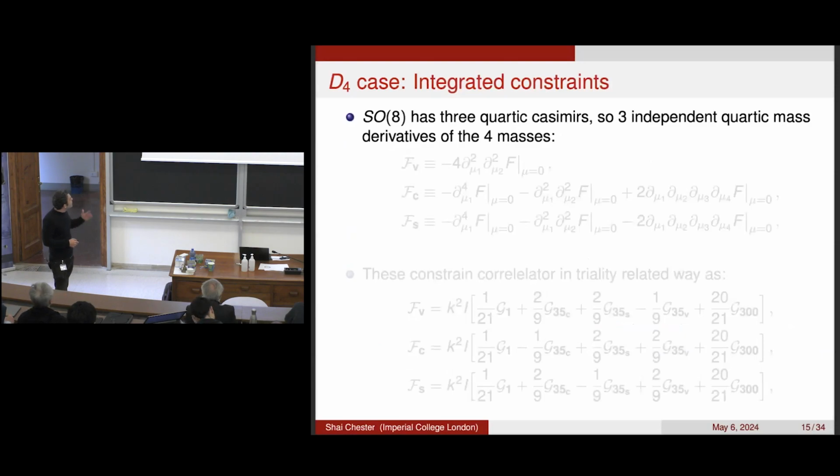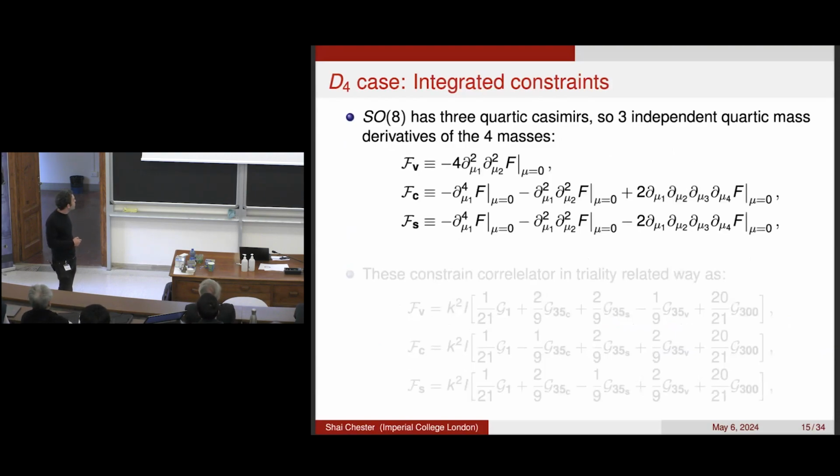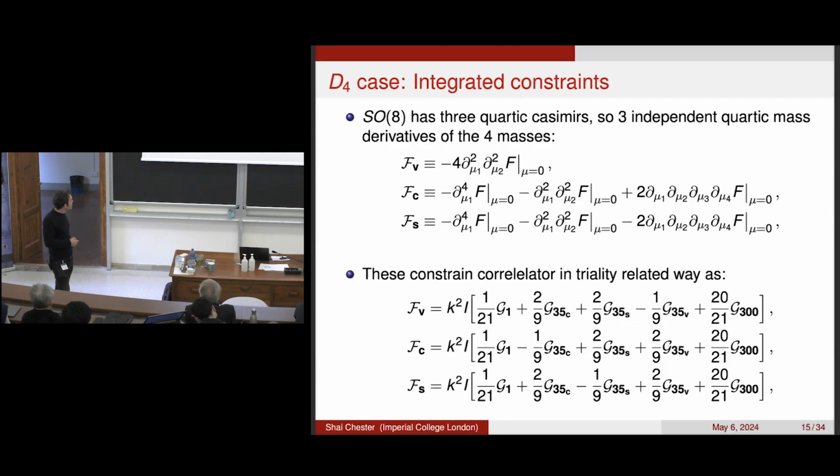Okay, so how many integrated constraints do we have? Well, we have 3 quartic Casimirs for SO(8). This means that there should be 3 independent combinations of 4 derivatives of the 4 masses. We can arrange them as follows into these 3 linear combinations. These 3 linear combinations are then related to integrals of these combinations of the g function. These are just the different representations which show up in the 4-point function. As you see, these 3 combinations basically just differ by a sign. There's a sign either on 35S, 35C, or 35V. So they're related by triality, as you would expect.